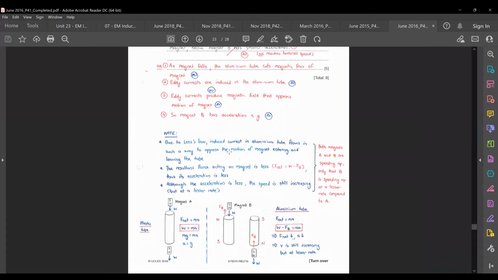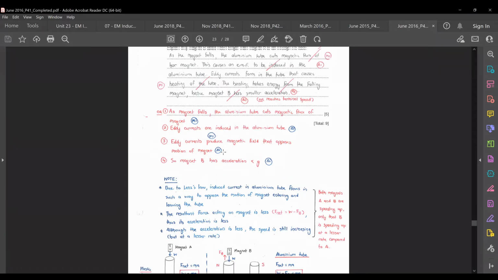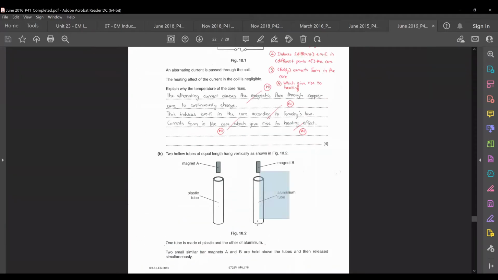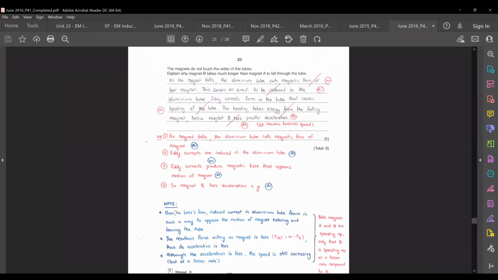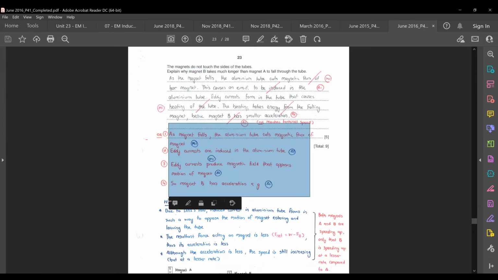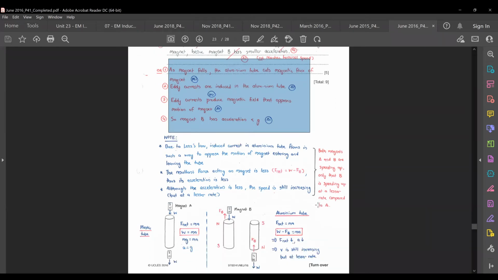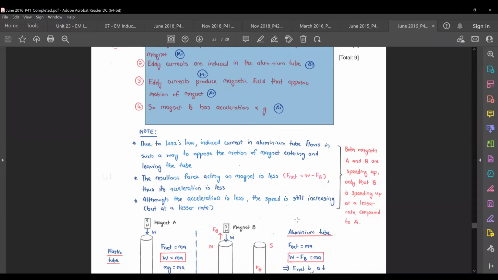Okay, so they're really just asking you right now, why is it that magnet B, the one that falls through the aluminium tube, will take a longer time than magnet A to fall through? Okay, for the answer you have two different explanations, either a force explanation or an energy explanation. So before we go to that, let's have a look at the explanation first.